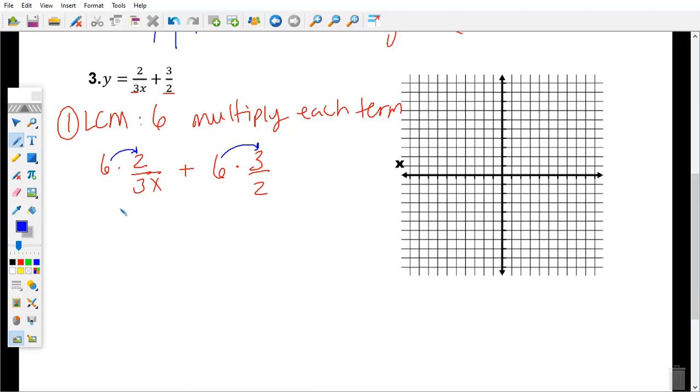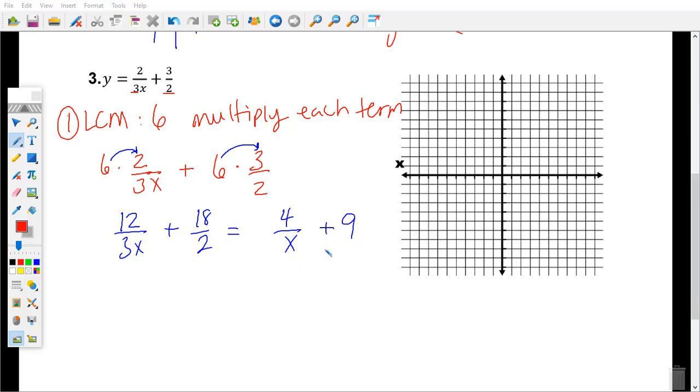Okay, so 6 times 2 is 12. 6 times 3 is 18. So when you simplify, it'll now be in standard form. What is 12 divided by 3? 4. What is 18 divided by 2? 9. So now I'm in standard form. So now it's y equals 4 over x plus 9.